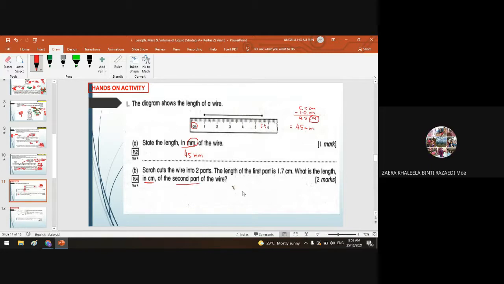2.8 centimeters. How do you do it? Minus. Tell me what number you use to minus. 4.5 centimeters minus 1.7 centimeters. The original length of the wire, I minus the first part, 1.7 cm. So cm is still cm. 5 cannot minus, so I regroup here. 15 minus 7 is 8. 3 minus 1 is 2. Yes, you are right. This is 2.8 cm.